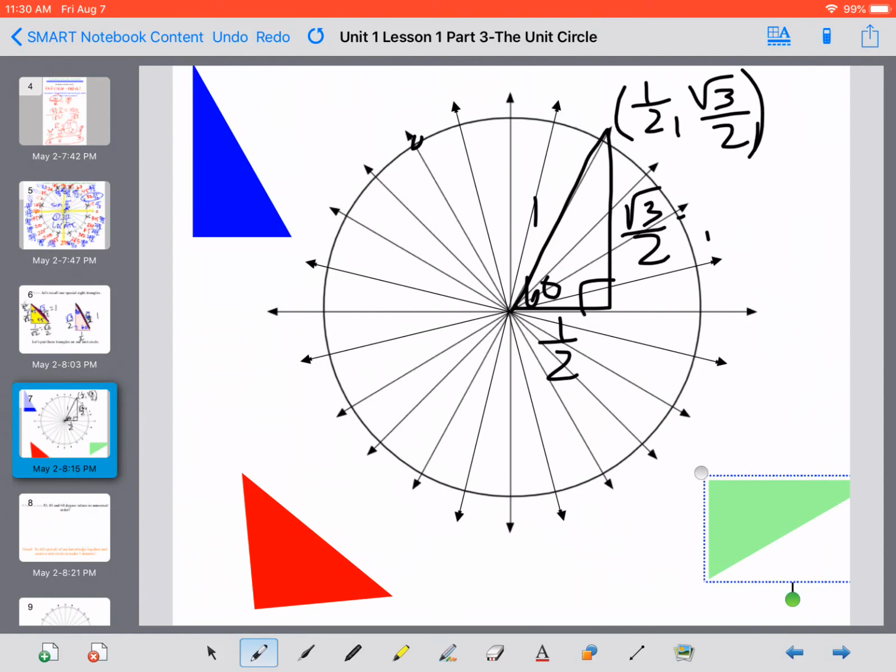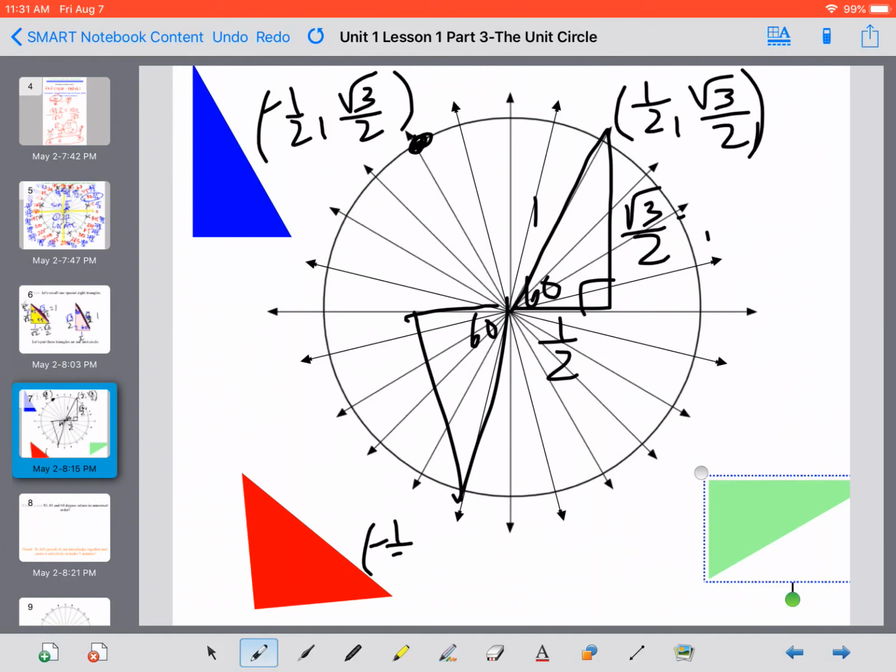So in the second quadrant, over here at 120 degrees, it is going to be the same values, but your x-coordinate will be negative. Your 60-degree triangle down in the third quadrant would be at 4 pi over 3, which would be at 240. And that is going to be a negative 1/2 and a negative root 3 over 2. And then over here, I missed. Over here at 300, we're going to have a positive 1/2, but a negative root 3 over 2.